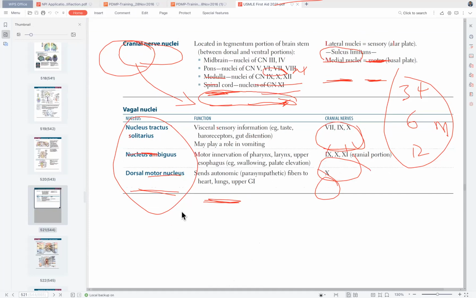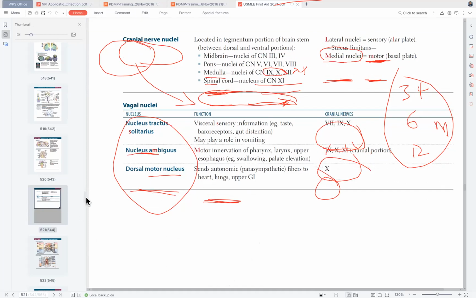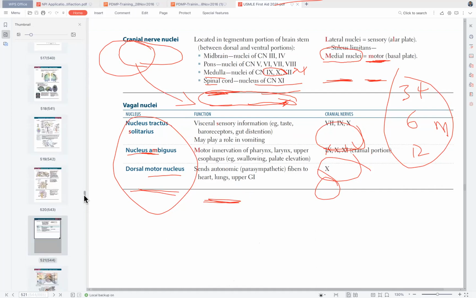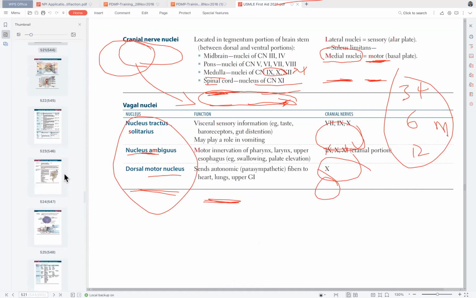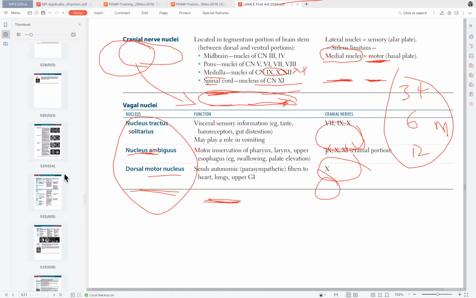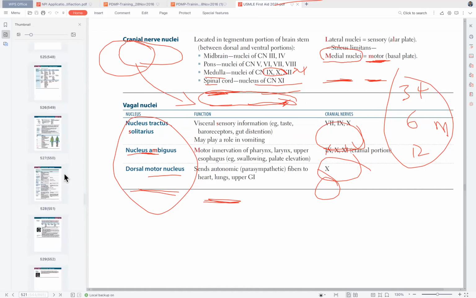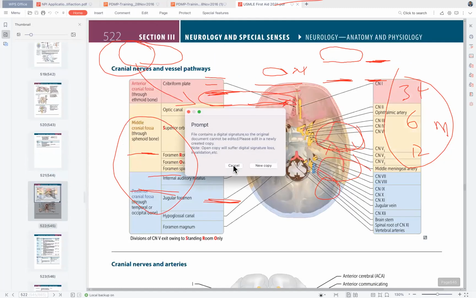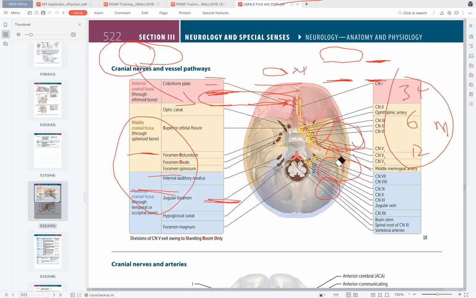So we can end here, and the next time we'll start from here. This is also important to know.